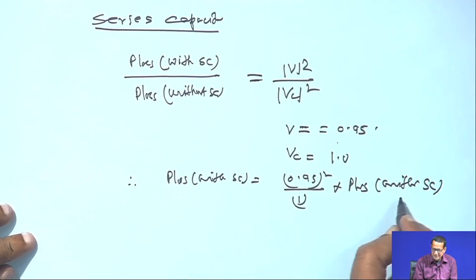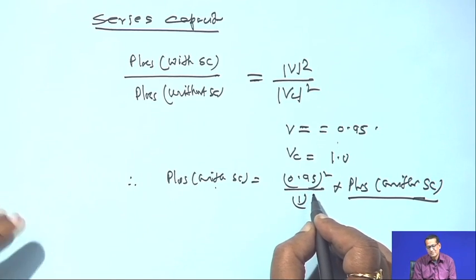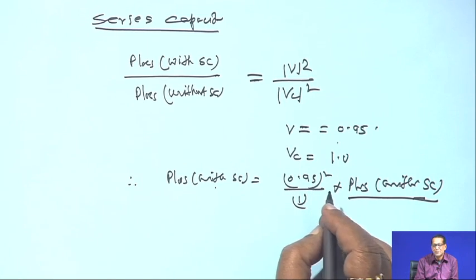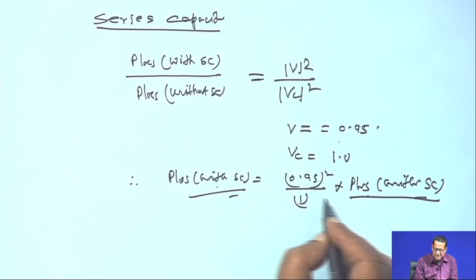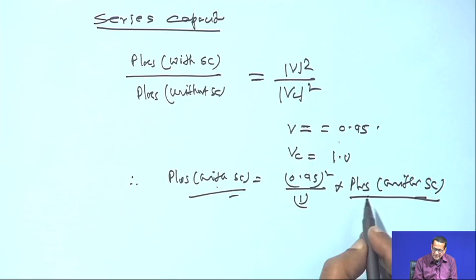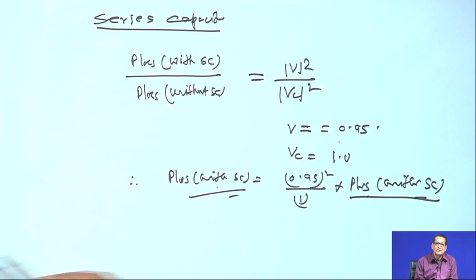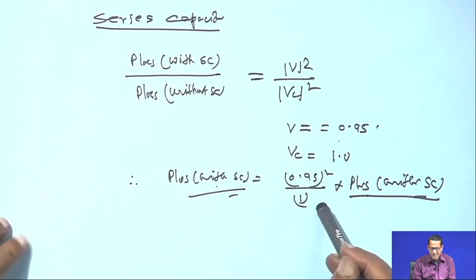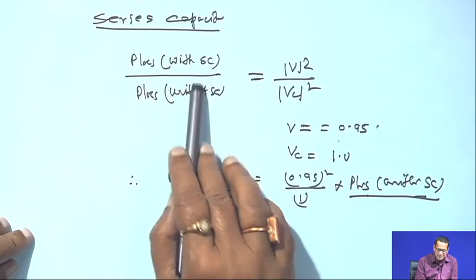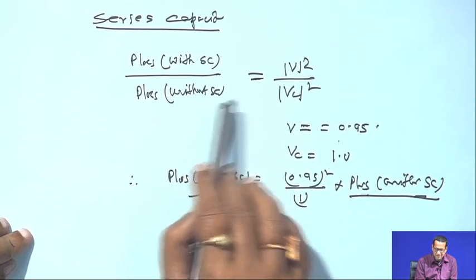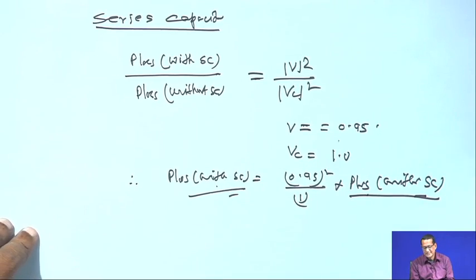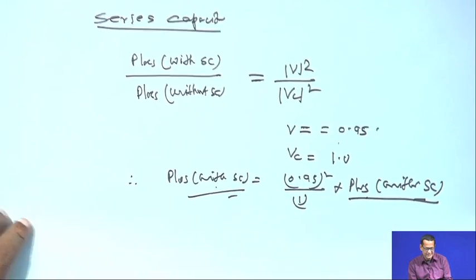So, that much is without the series capacitor, and with the series capacitor it is 0.95 square, whatever it will come, multiplied by this. That means with the series capacitor, although not by much, to some extent it reduces the power loss. This is a simple example I am giving, and that is why we have this formula for P loss without SC by P loss with SC, because it improves the voltage level. This is for the series capacitor.